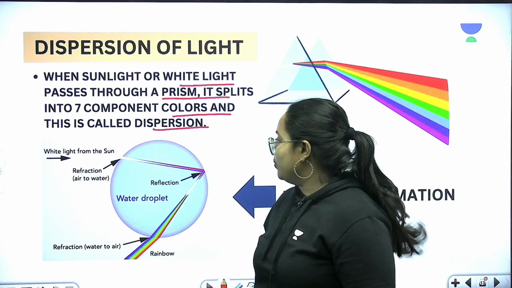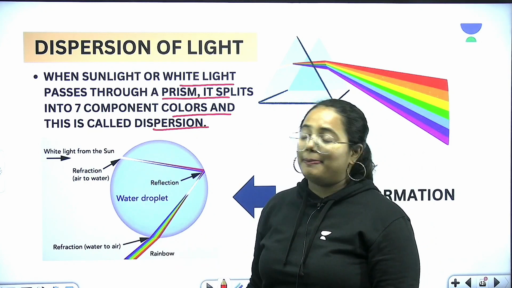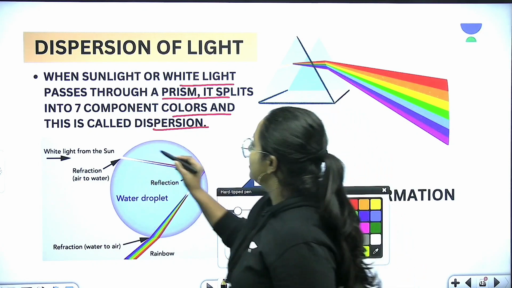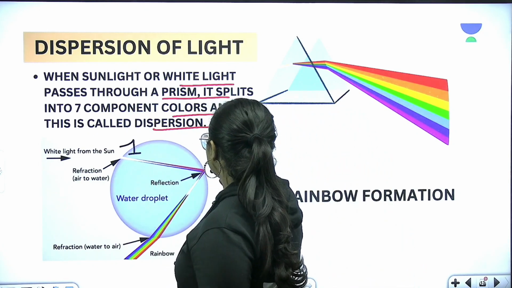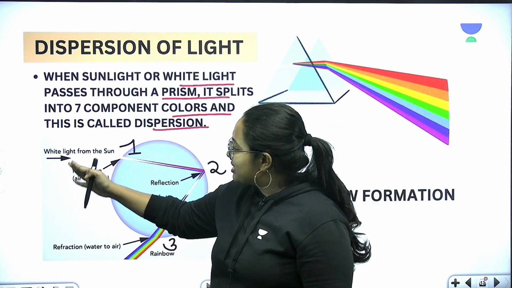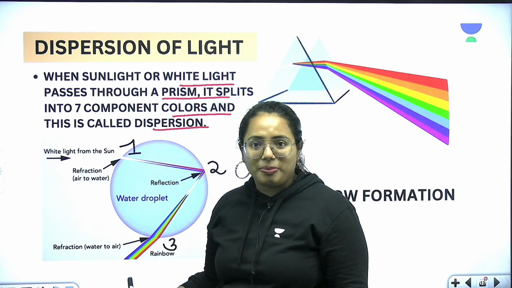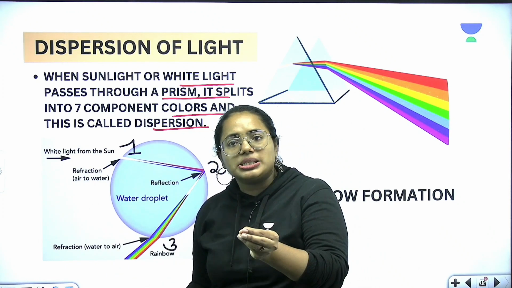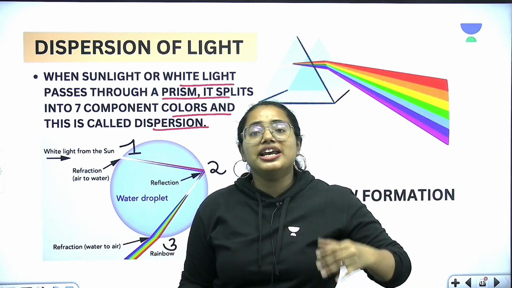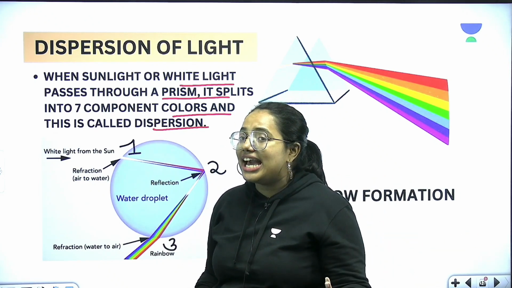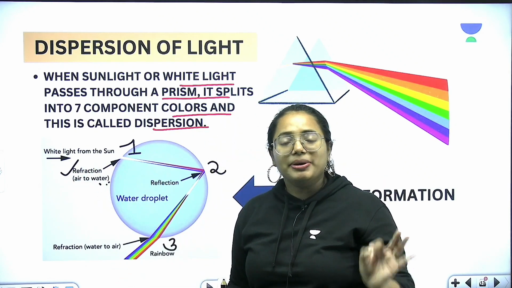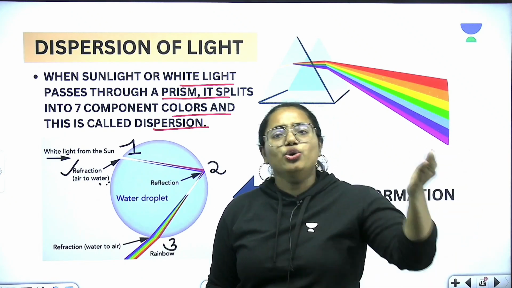Got the point? Okay. So let me tell you how this is actually happening right inside a water droplet. For that, I have to consider 3 surfaces of the droplet. This is the first surface, this is the second surface, this is the third surface. On the first surface, the white light from the sun enters into the water droplet. That means it is changing its medium from air to water. Clear? So if it changes its medium from air to water, what is the process happening there? It is refraction. Okay. So refraction is happening, because it is changing its medium from air to water.